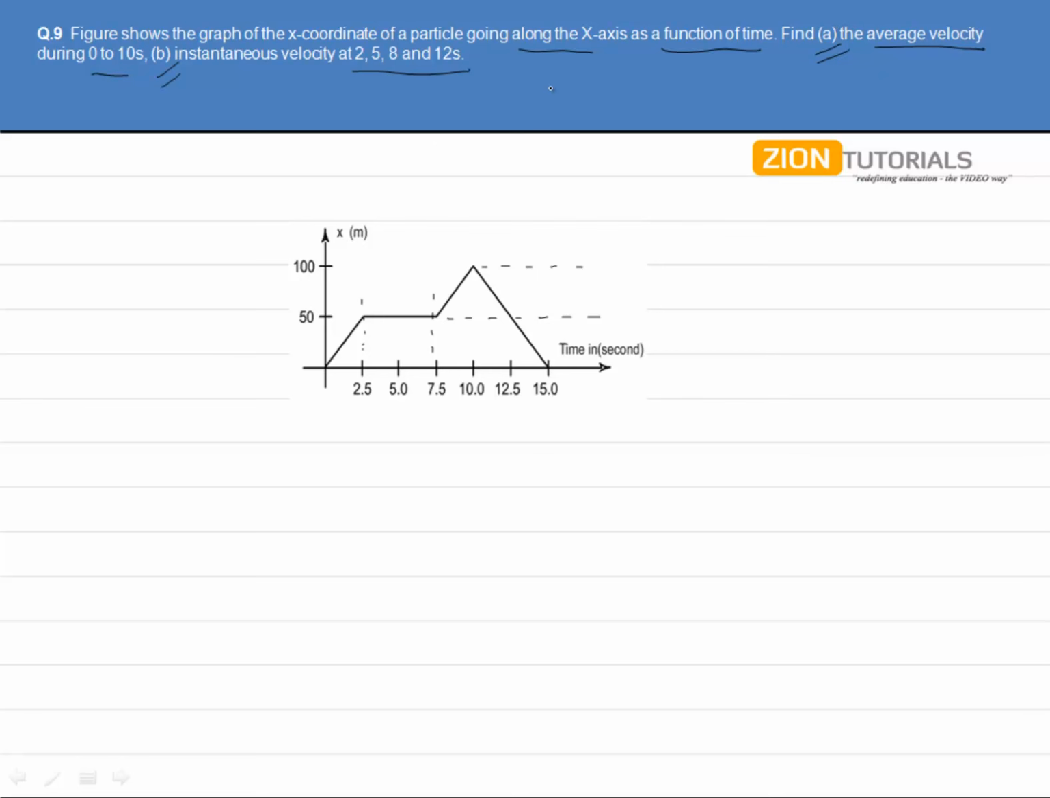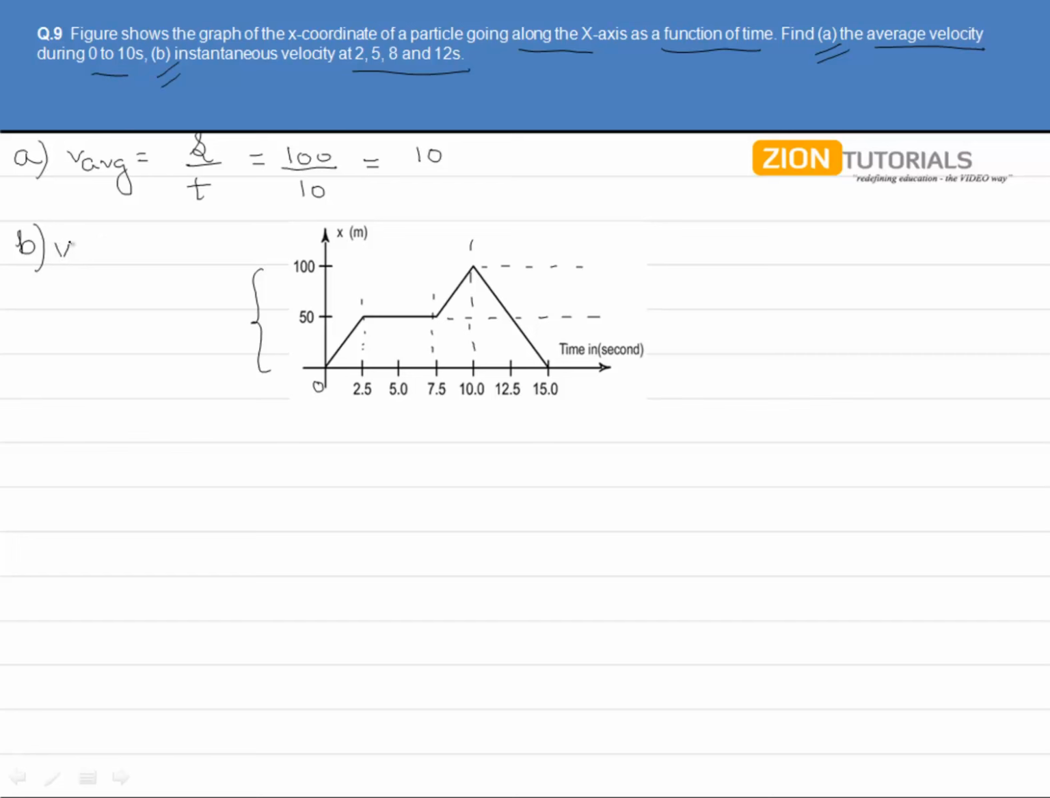So here we need to find the average velocity. And what is average velocity? This is total displacement upon total time in 0 to 10 seconds. 0 is here and 10 is over here. And you can see the total distance traveled up to here is this much, that is 100 meters. And so this is 100 and the time being 10 seconds, giving me the average velocity to be 10 meters per second. Proceeding to the second part of this question, that is instantaneous velocity.